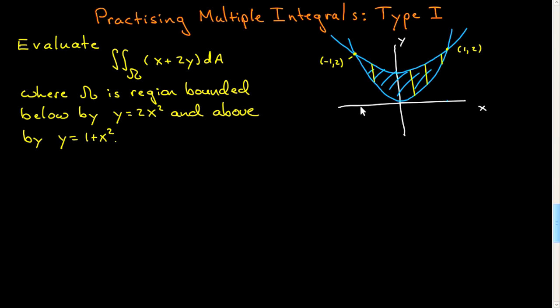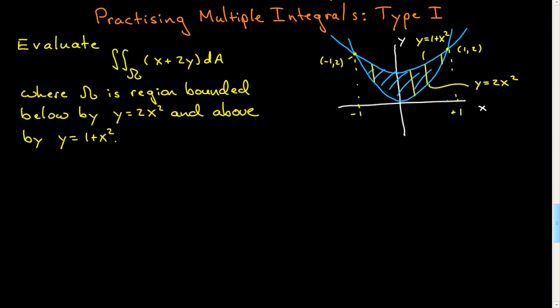So what I want to do is set up my limits of x between the range of my domain. The domain starts with x equal to minus 1 and goes to x equal to plus 1. So I'll set this up. Then for any given x, the range of y is: the lower boundary is y equal to 2x squared, and the upper boundary is y equal to 1 plus x squared. That describes the region, and it practically tells me how to set up the limits of integration.